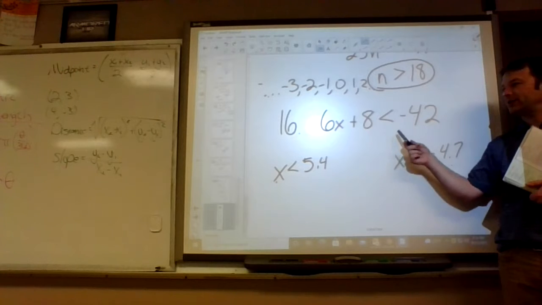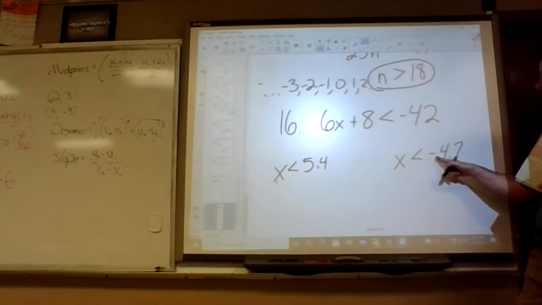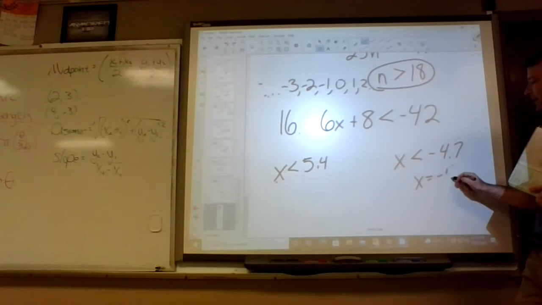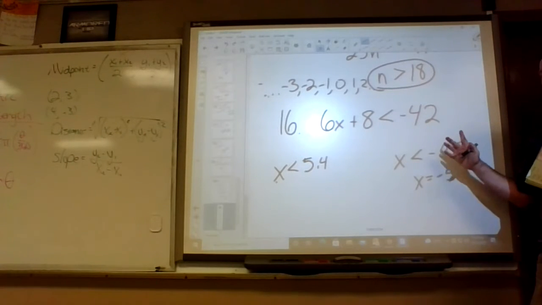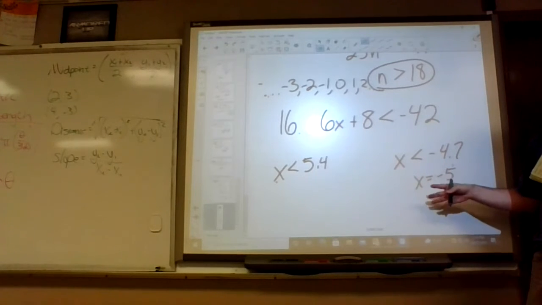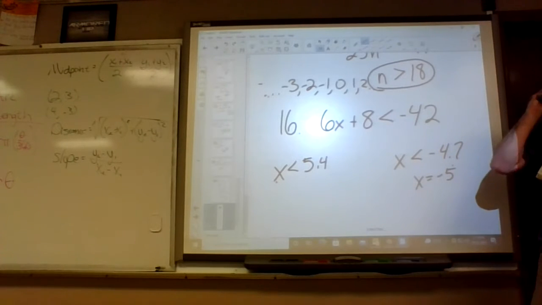So you have to subtract 8, divide by 6. And then you're going to get one answer. Like if this was it, I would have put x equals negative 5. That's the biggest integer that would work for this. That's not the answer, that's an example. You guys get it? So basically you're rounding down to the next integer on this one.